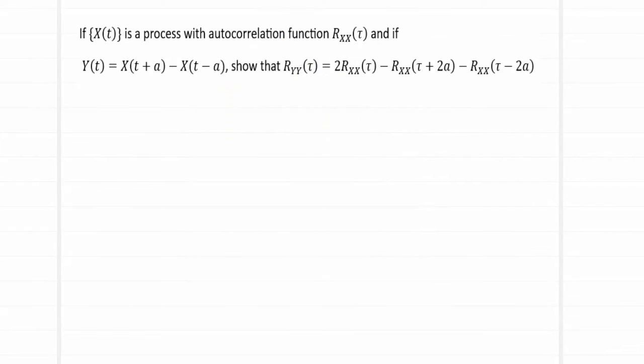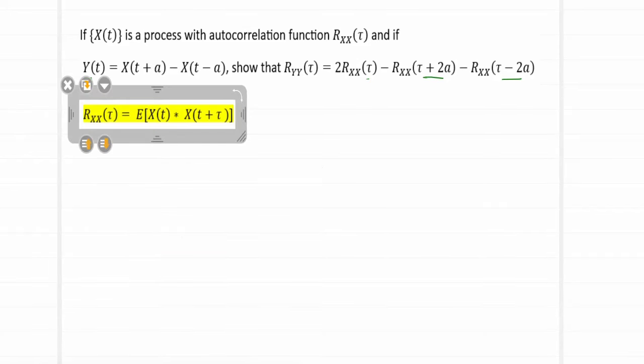We have x of t to be a process with autocorrelation function Rxx of tau. We have the variable y of t defined as x of t plus a minus x of t minus a. We'll have to show that the autocorrelation of the variable y can be expressed as 2 times Rxx of tau minus Rxx of tau plus 2a minus Rxx of tau minus 2a. So we will begin with the formula for autocorrelation.